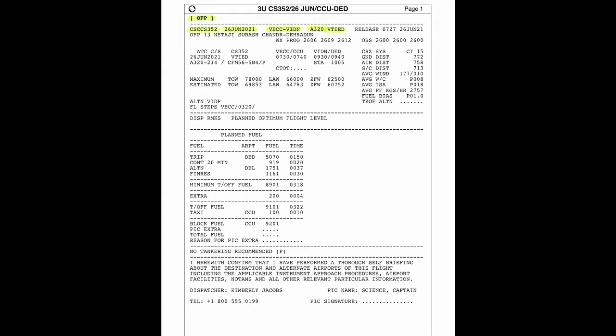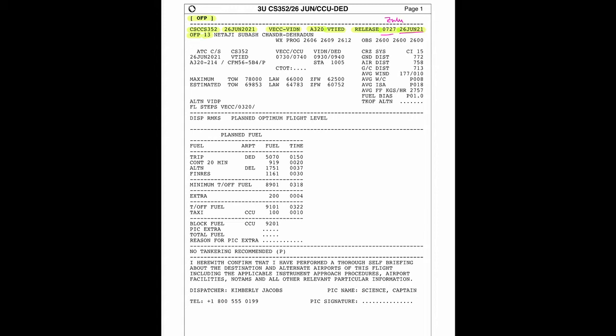This flight plan was released at 0727 on 26 June 2021. This is Zulu time, and this is the date of the flight plan when it was released. This is the operational flight plan number.